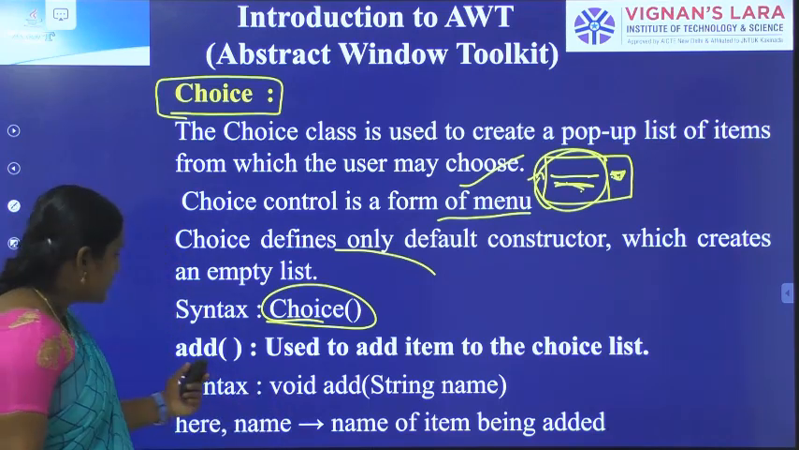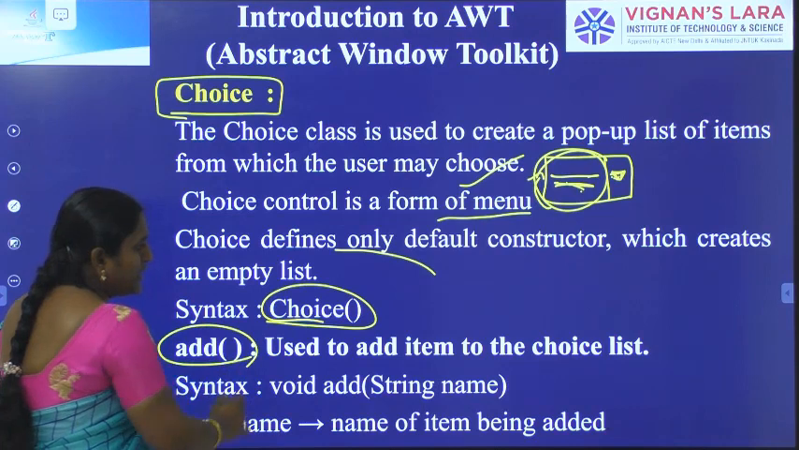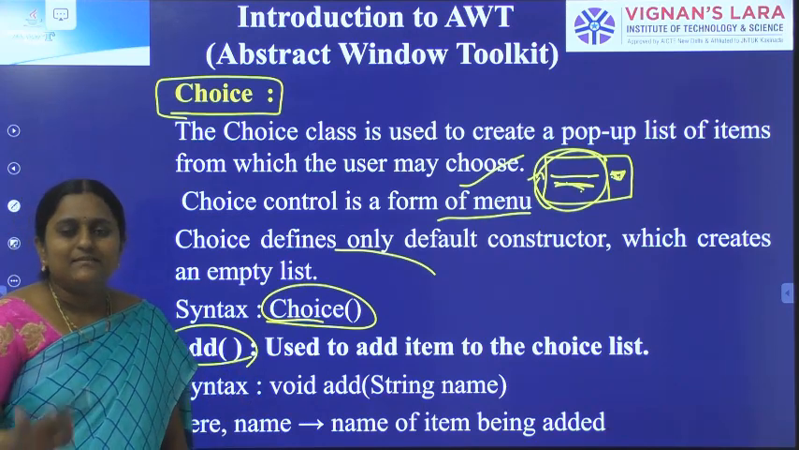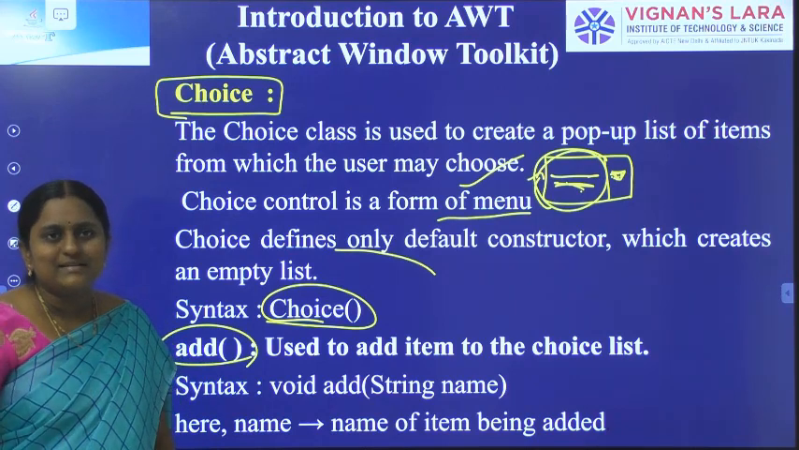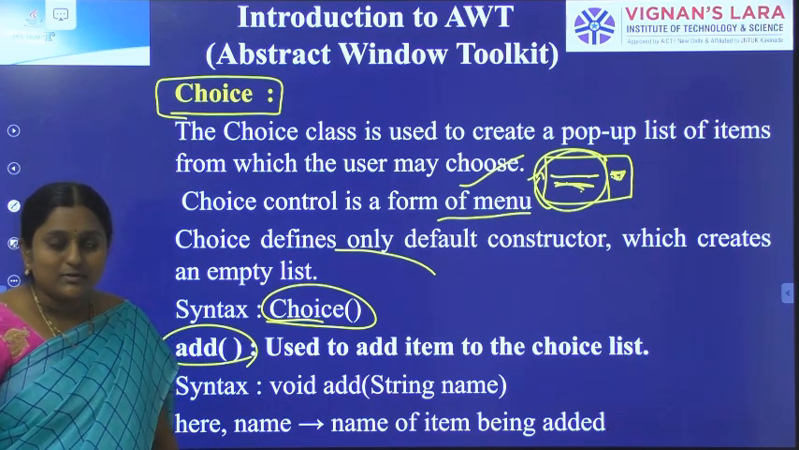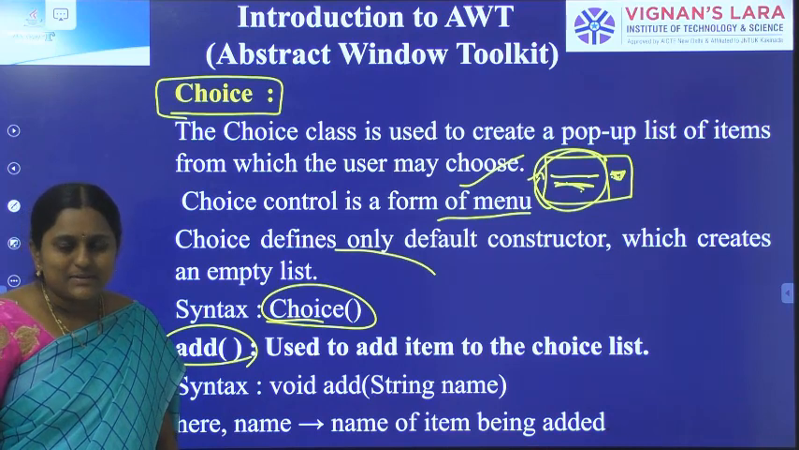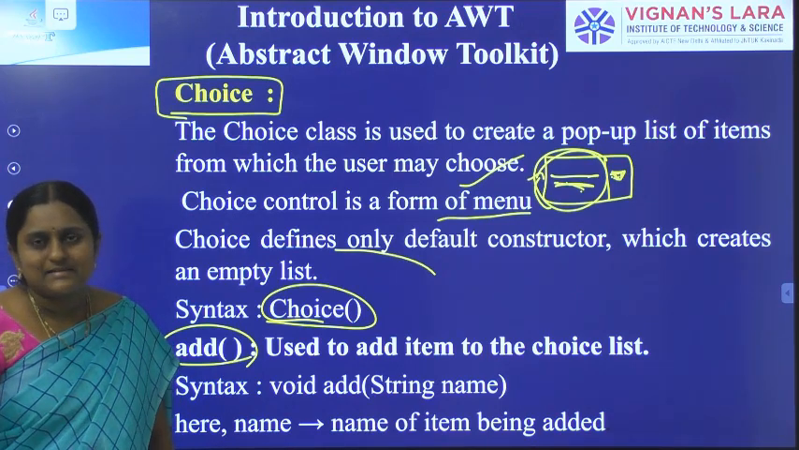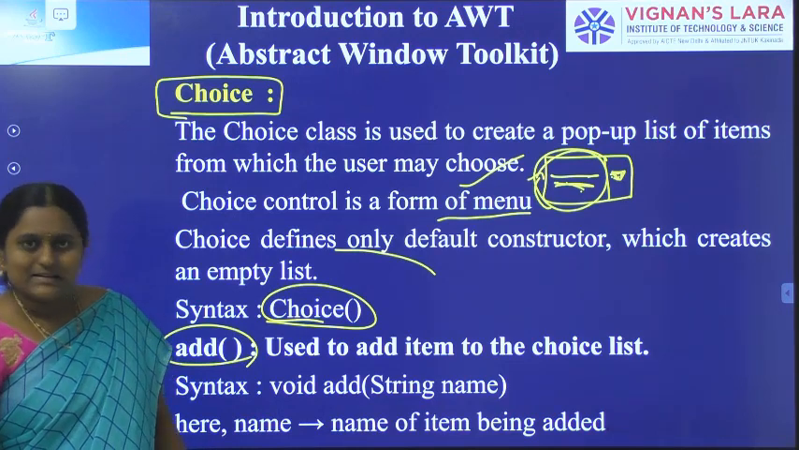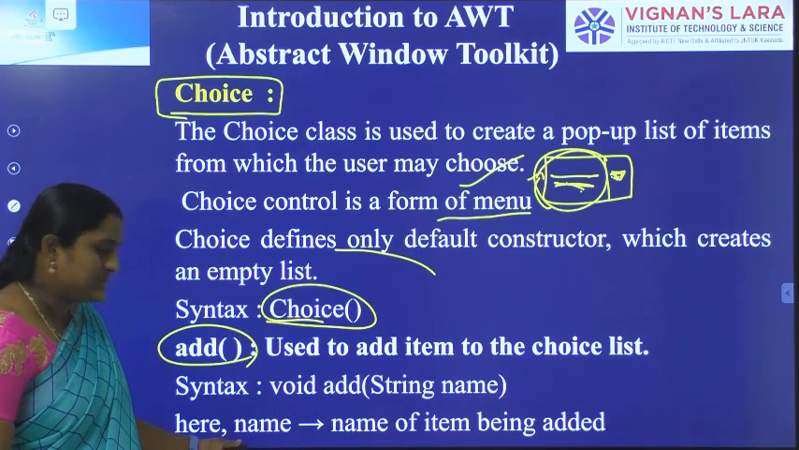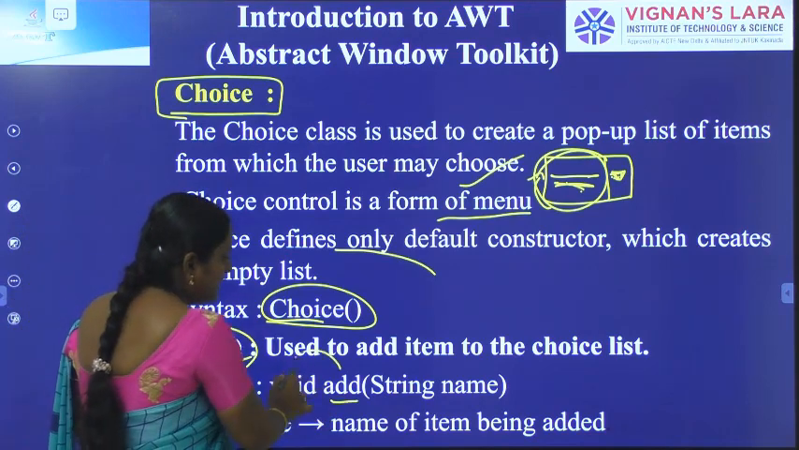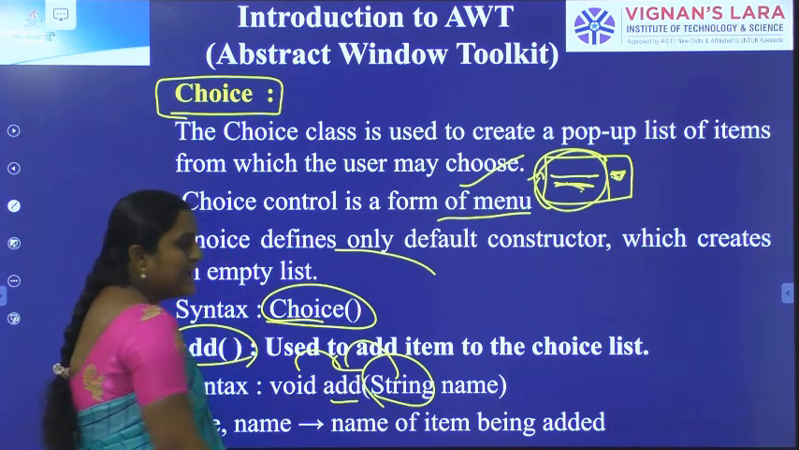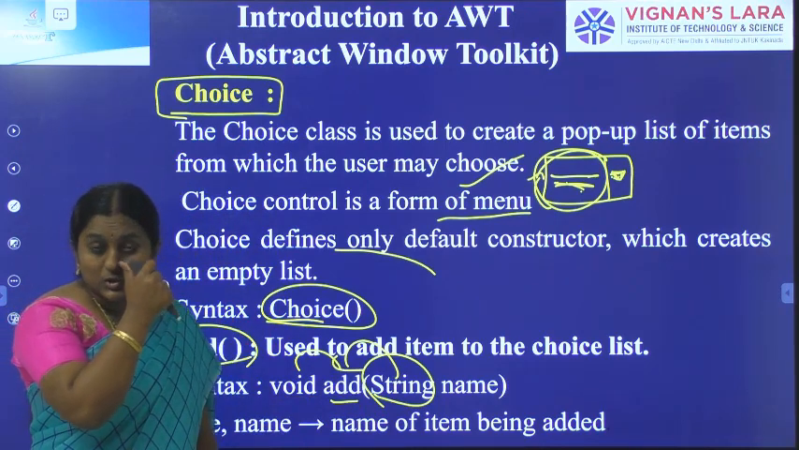Next, the add method. Add is the method used to add an item in the Choice list. By using the add method, we can add some elements, some items, in the Choice. What is the syntax? It returns void, and a string is passed as an argument to the add method, which is the name of the item.